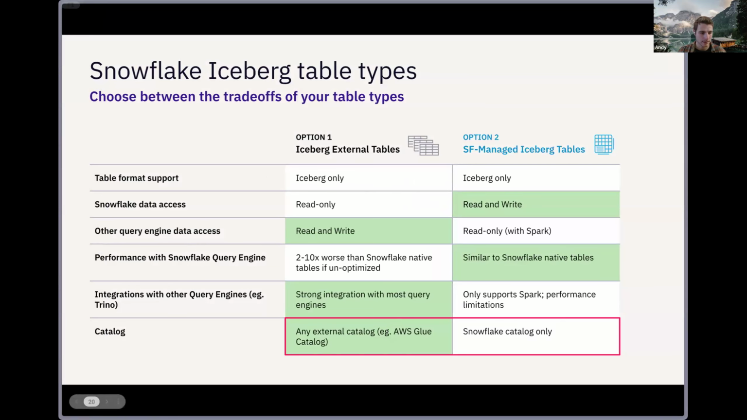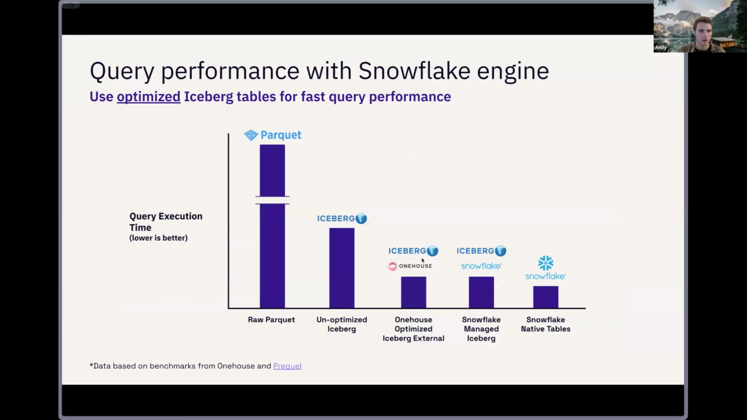All right, so let's get into the next step, which is query performance. This is something, again, I think folks will want to take screenshots of. It is based on some internal benchmarks that we've run, as well as some publicly available benchmarks online from Prequel, another startup out there. Query performance with the Snowflake engine is going to be really important. If you have analysts querying data or you have applications running on Snowflake, they should get fast query performance.